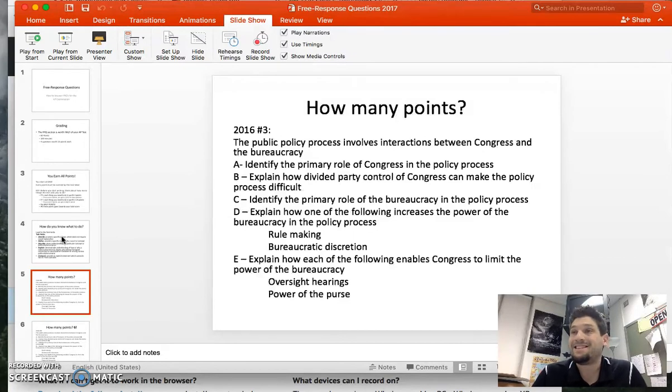This is from 2016 test number 3 of 4. The public policy process involves interactions between Congress and the bureaucracy. A. Identify the primary role of Congress in the policy process. B. Explain how divided party control of Congress can make the policy process difficult. C. Identify the primary role of the bureaucracy in the policy process. D. Explain how one of the following increases the power of the bureaucracy in the policy process: rulemaking or bureaucratic discretion. E. Explain how each of the following enables Congress to limit the power of the bureaucracy: oversight hearings and power of the purse.